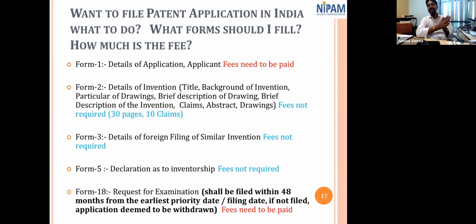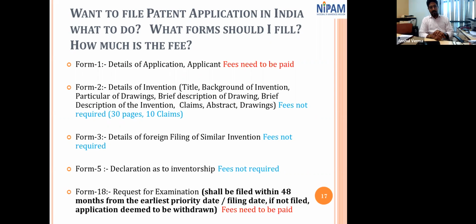Form 2 is basically like your thesis work, in which you write things like the title and background of the invention. If there are certain drawings, you have to briefly describe all those drawings. Then the description, how you have achieved that very product, and a few things that are very important are the claims.